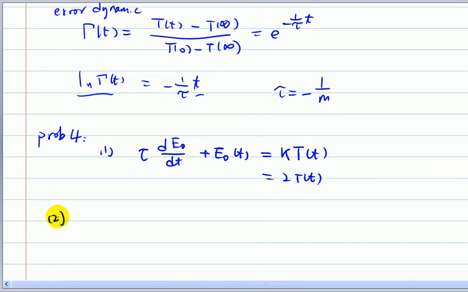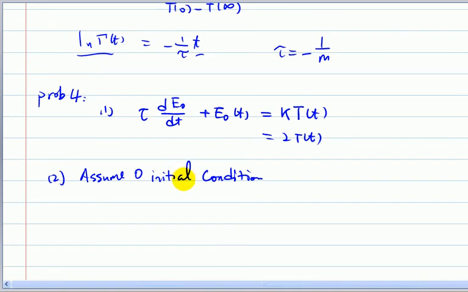So the second question here. Let's assume zero initial condition. If I assume zero initial condition, what the question says, basically, is that we know the time when it reaches 90% of its final value. So what's the final value? Maybe we should also assume a final value. We should assume basically the input is a unit step input. So we assume this equals, let's say, maybe a constant temperature Tc.